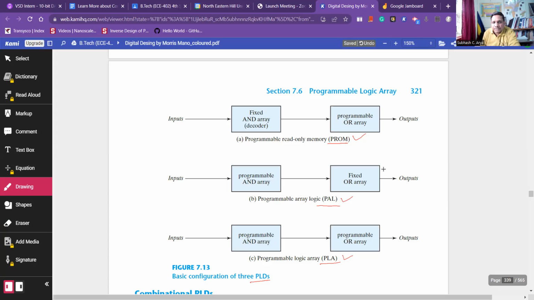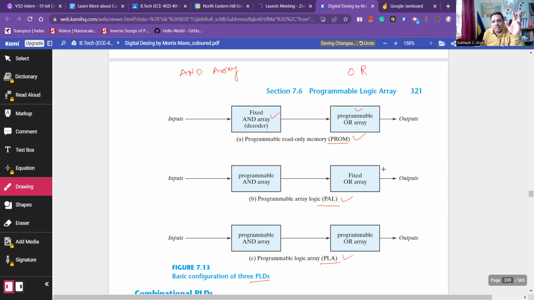So how do they differ? You can see in all three configurations, there are two blocks, and these two blocks are common: the AND array and the OR array. What is this AND array? It is an array of logical AND gates. A lot of AND gates are there, arranged in a particular pattern. That is the AND array. The second one is called the OR array. OR array means there are a lot of logical OR gates, which are arranged in a particular fashion.